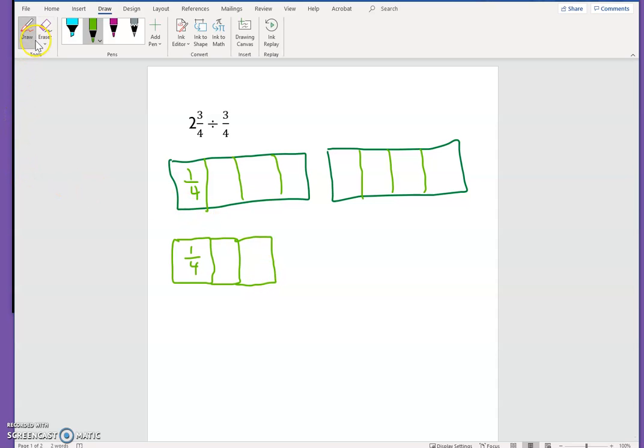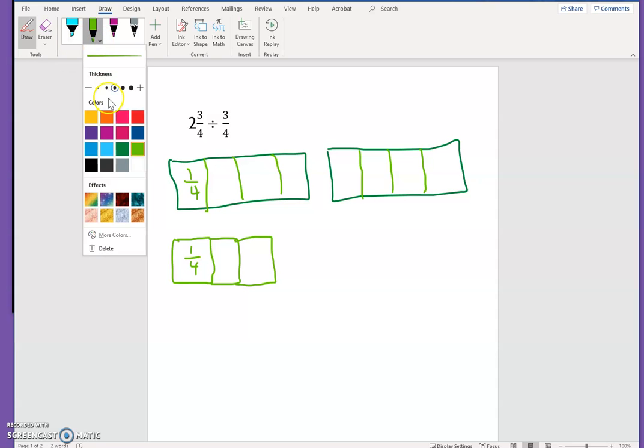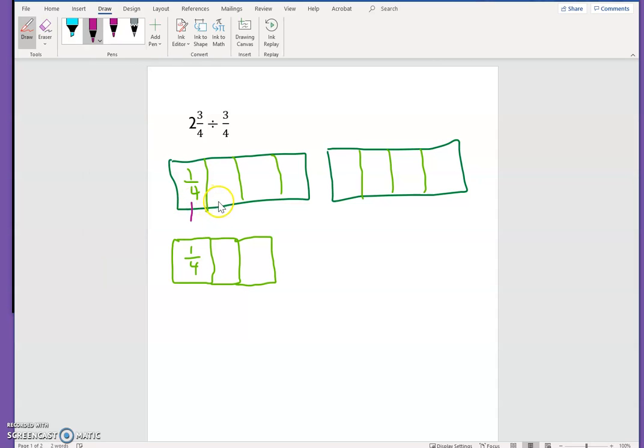Then I'm going to treat this just like the problems we've been doing, and count out groups of 3/4. I suggest using a different color. That way it helps keep your information organized. So this would be 1/4, 2/4, and 3/4. And together that makes our first group of 3/4. I continue doing this. Again, I have 1/4, 2/4, 3/4. That makes my second group.